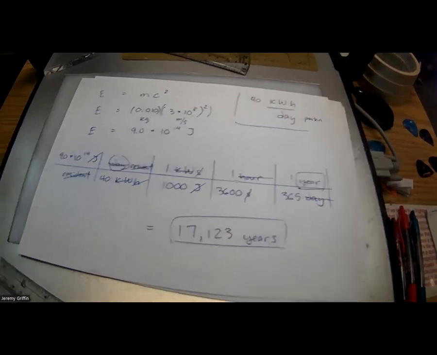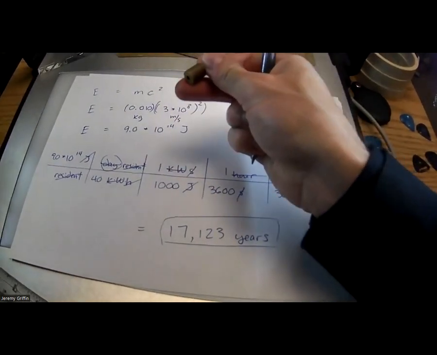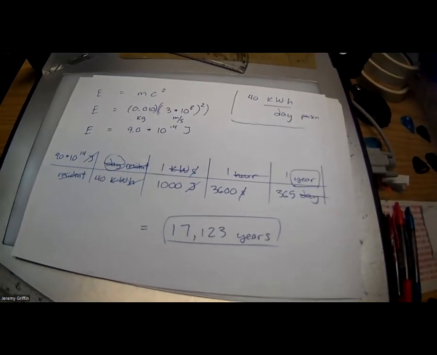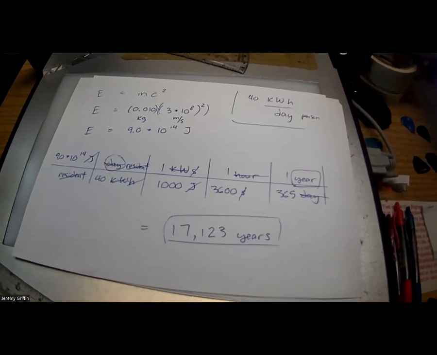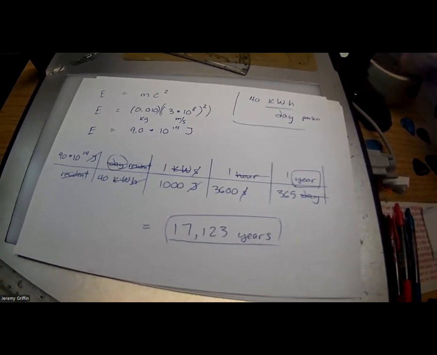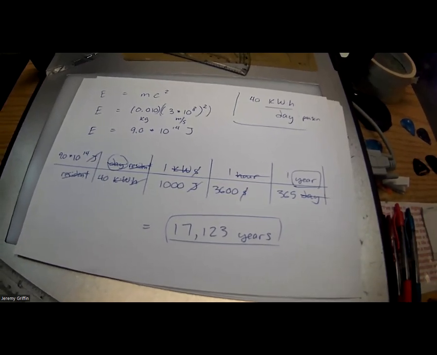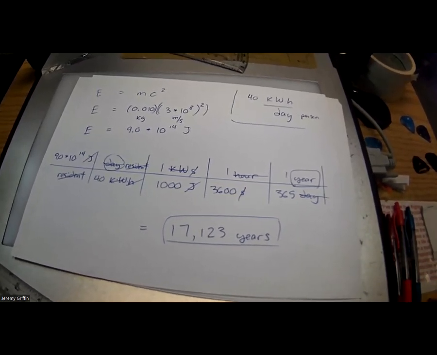So if you had this much antimatter right here, converted that into energy in a nuclear reaction, and used that at the rate that you've been using energy your whole life, it would last you 17,000 years. Wow, that is the power of nuclear energy right there.